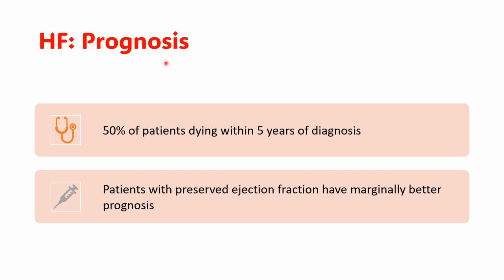The prognosis in heart failure. So 50% of patients die within 5 years of the diagnosis. And patients with a preserved ejection fraction generally have a slightly better prognosis. But do you remember that the preserved ejection fraction can then reduce based on that cardiac remodeling process, which eventually leads to reduction of that ejection fraction.